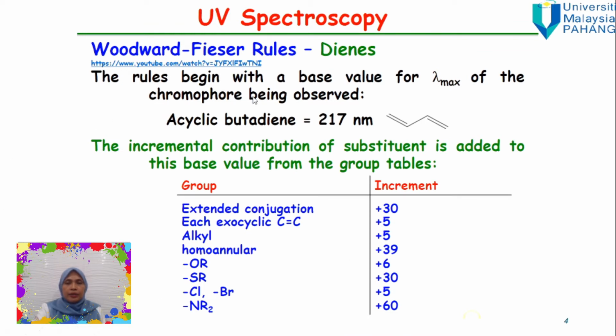When we understand the definitions of homoannular and heteroannular, then we go to the Woodward-Fieser rules for diene and how to begin calculating the lambda max. The first step is to know the base lambda max for the diene. For the acyclic diene it is 217 nanometers. The substituent increments are: extended conjugation is plus 30, exocyclic is plus 5, alkyl is plus 5. You don't need to memorize all this because it is always provided.